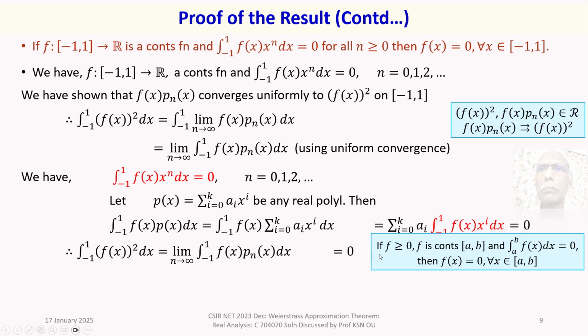In this result, in the place of f, put f of x square, then this will imply f of x square is equal to 0 for all x belonging to minus 1 to plus 1. This will imply f of x is equal to 0 for all x belonging to minus 1 to plus 1. That's precisely what we wanted to prove, hence the theorem.